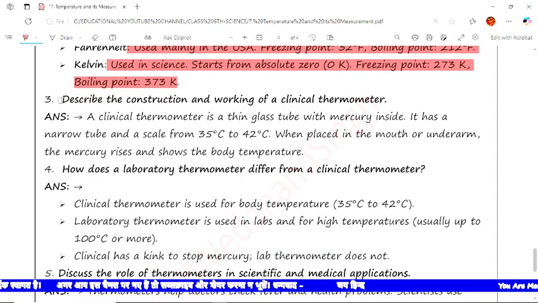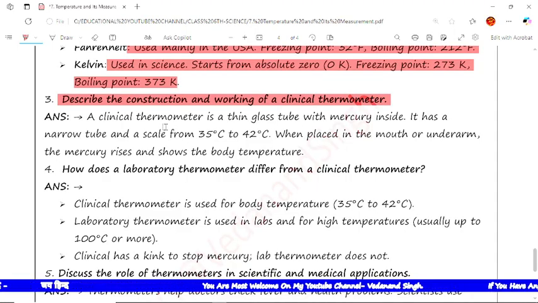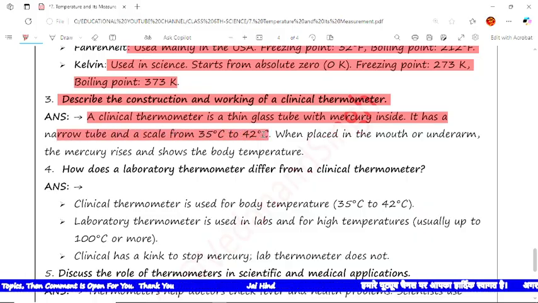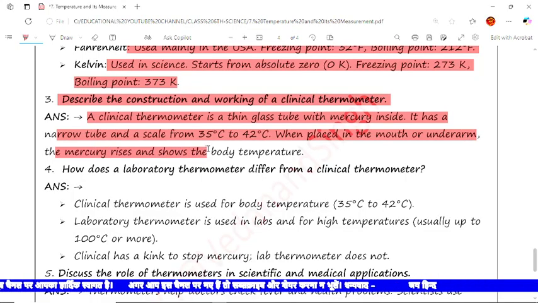Now the next question is: describe the construction and working of the clinical thermometer. Generally we have to draw the diagram. There will be a diagram in your book, so you can draw from there. I've written only the theoretical portion. The answer is: a clinical thermometer is a thin glass tube with mercury inside. It has a narrow tube and a scale from 35 degrees Celsius to 42 degrees Celsius. When placed in the mouth or under the arm, the mercury rises and shows the body temperature.